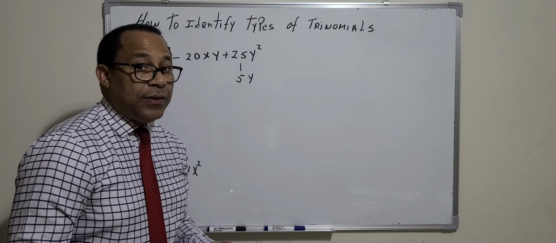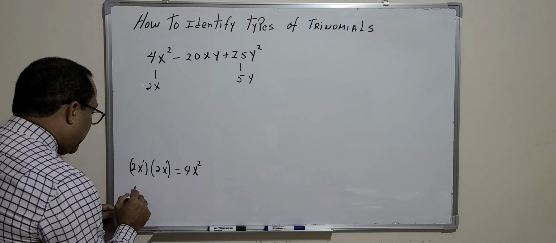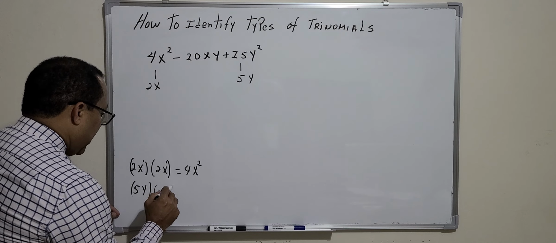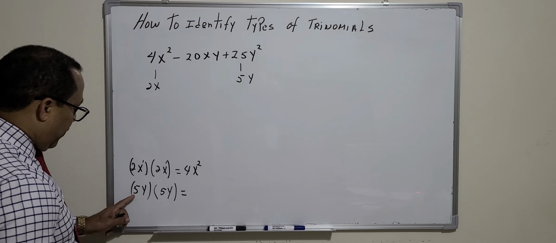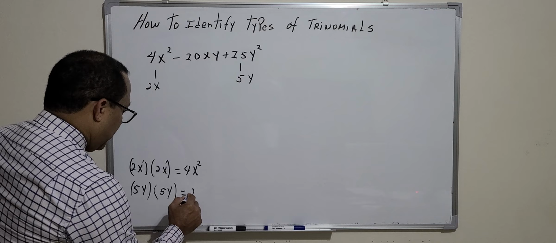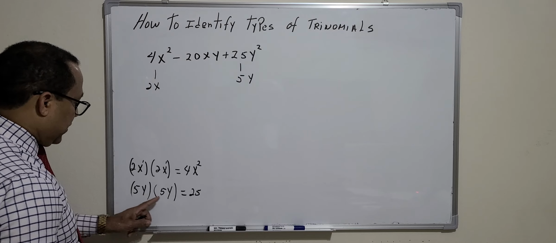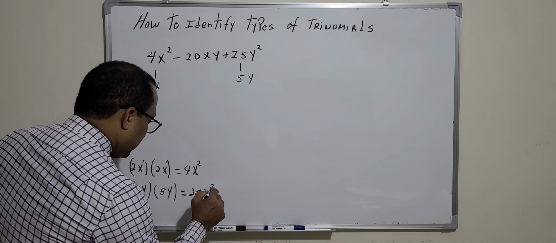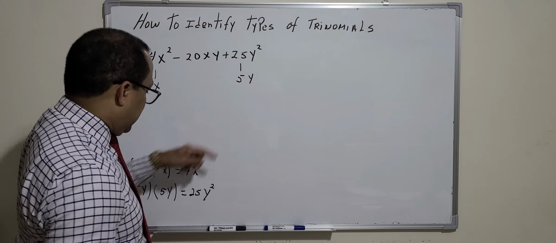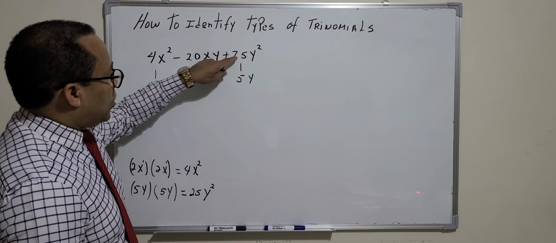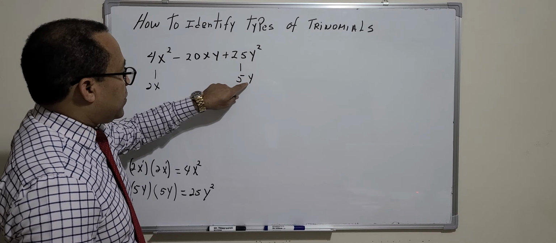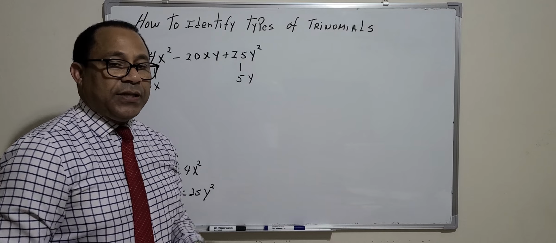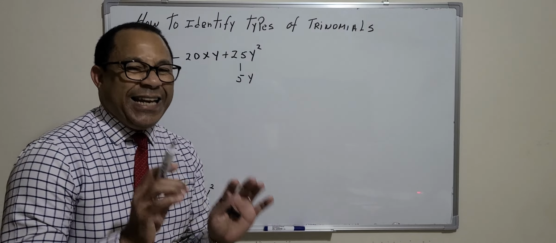Again, because we're multiplying 5y times 5y equals: 5 times 5 is 25, y times y, 1 plus 1 is 2, y to the second power. And this is why the square root of 25y to the second is 5y. I got my second condition. Let's see the third and last one.